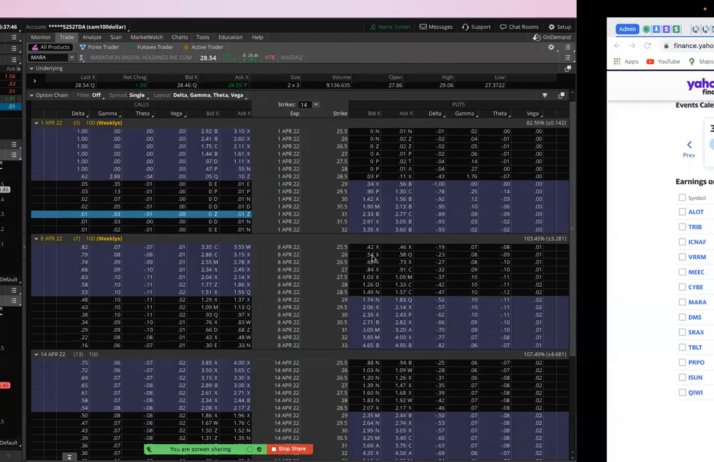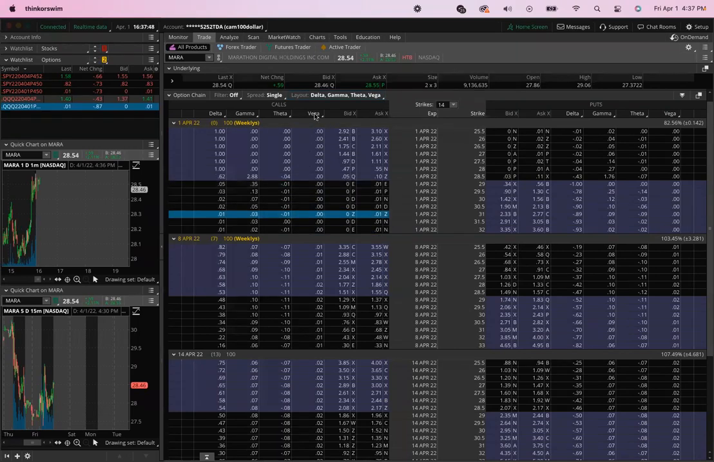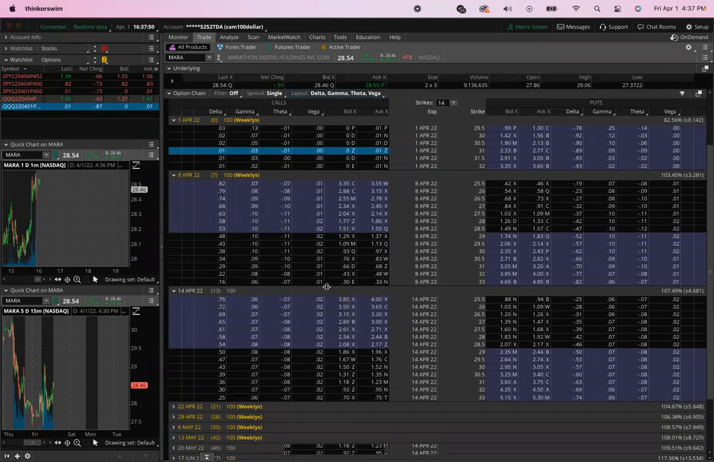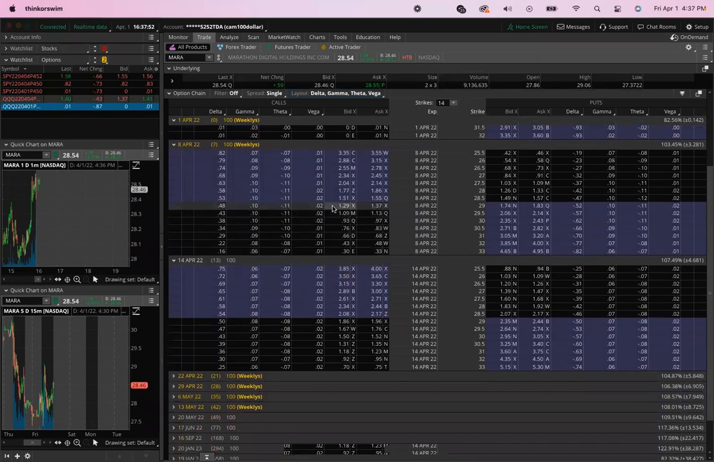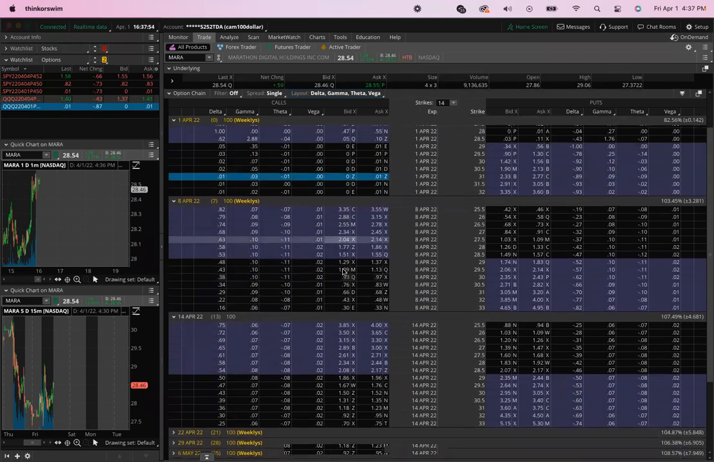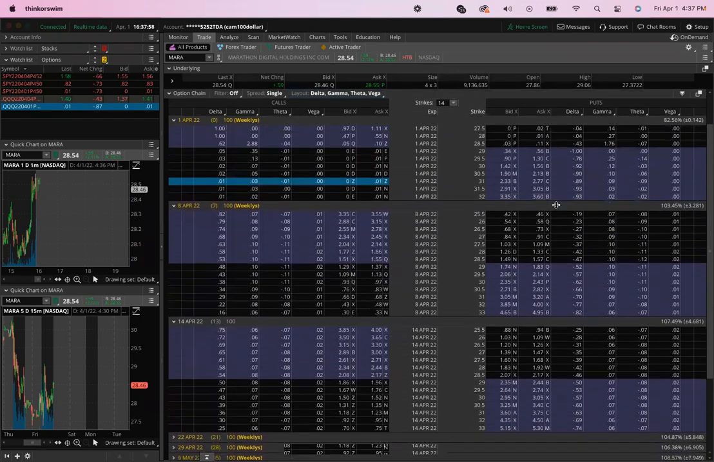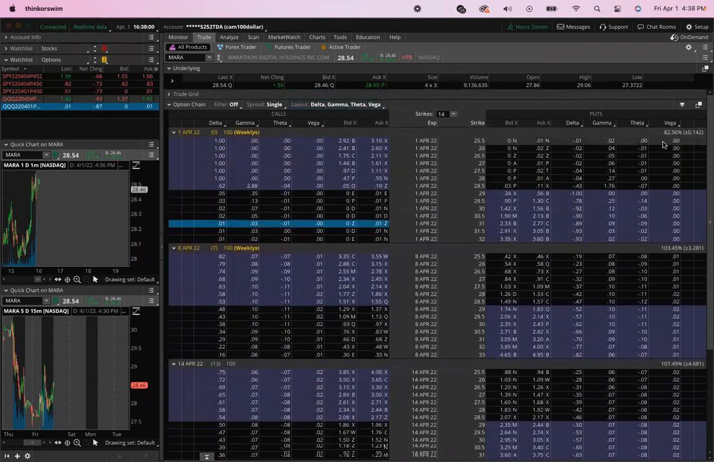All right, so let's look at this a little bit. So we can see Vega right here, which is surprising that I guess it's already pretty high. So let's look at this, right? So the IV for contracts this week for Mara was 82%. And the IV for contracts next week is 103%. So that's a 20% difference.